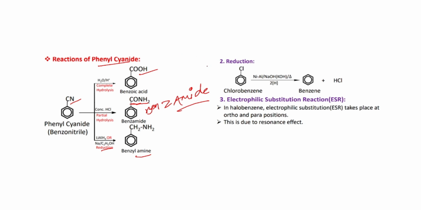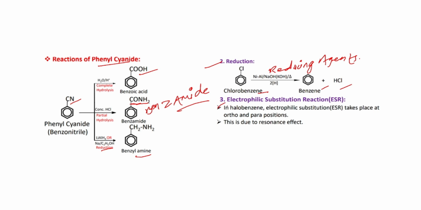Now the next reaction is about reduction reaction. So in reduction reactions, the chlorobenzene, that is halogen containing aromatic compound, reduces its halogen atom and it gives benzene ring. So यसमा हामीले as a reducing agent nickel aluminum and NaOH or KOH can be used to give benzene. So chlorobenzene is treated with these reducing agents. It gives benzene and HCl.